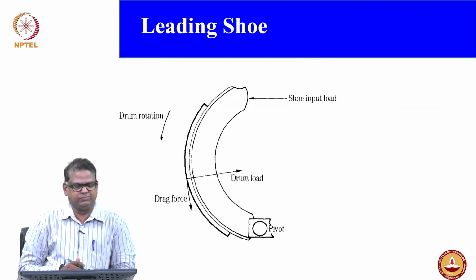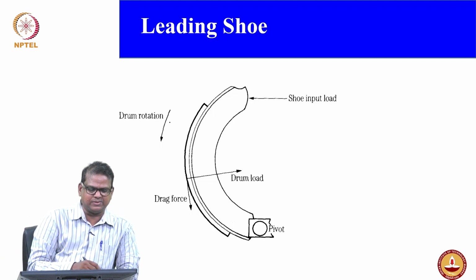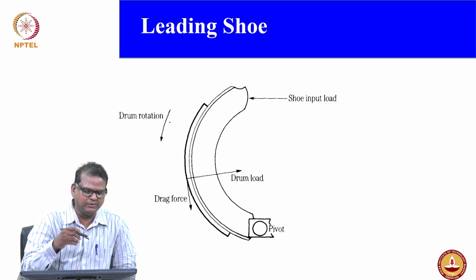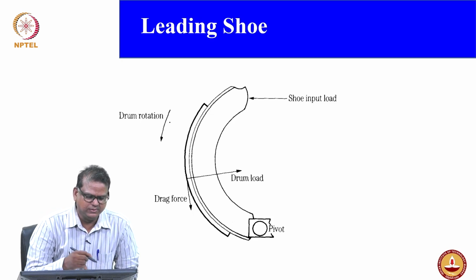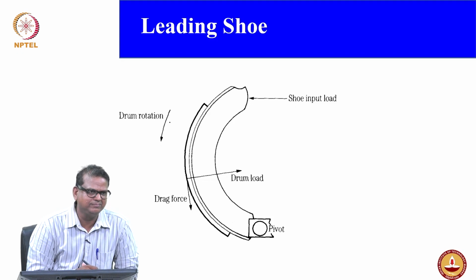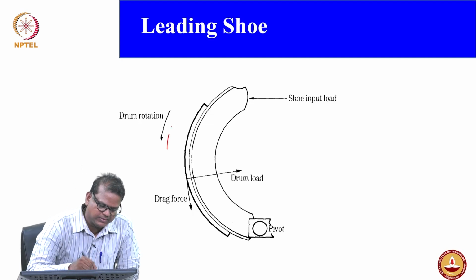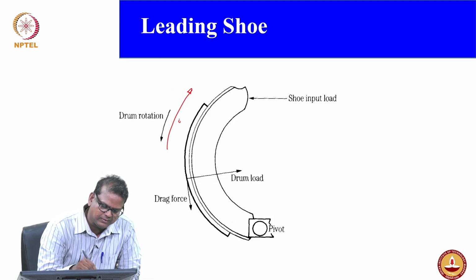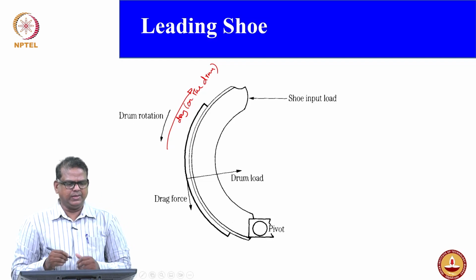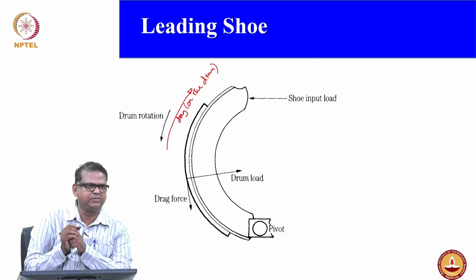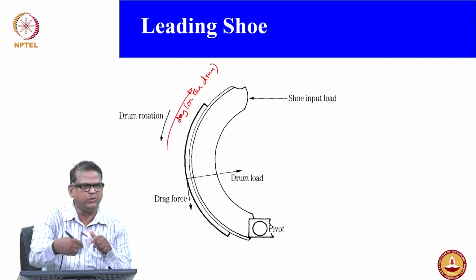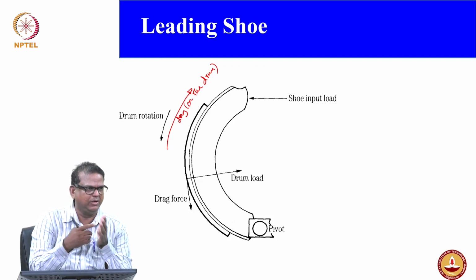So this is the leading shoe. You can see this is the drum rotation, right? So what is the friction aspect? The friction on the drum is opposite to the rotation. So this is your friction, the drag on the drum. Now, what do you expect the friction force on the shoe to be? It should be opposite of that, because you have to balance the forces.